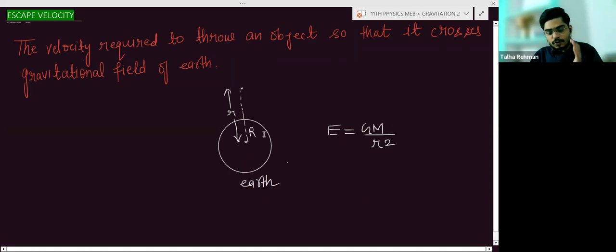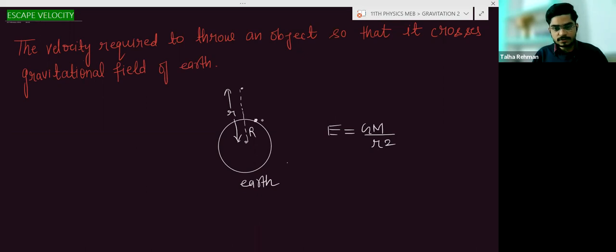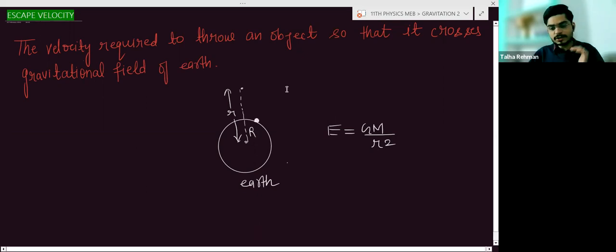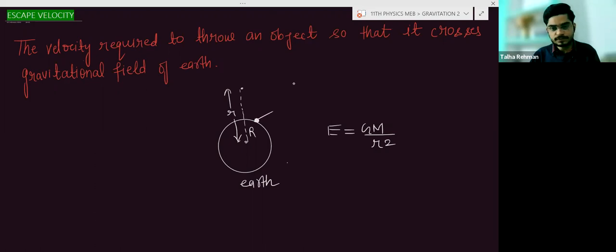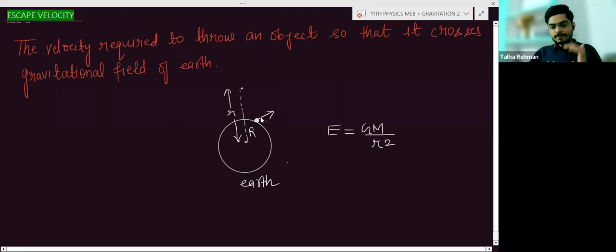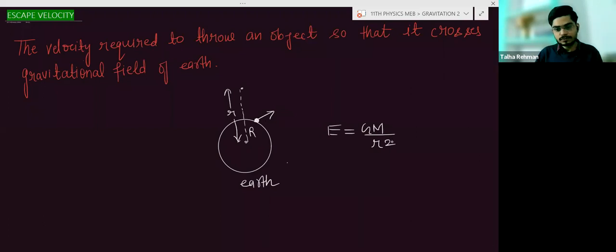But we have to throw our body so that the body should cross the Earth's gravitational field. Suppose we are throwing the body from the surface, from here. This is the body, and I am throwing it with some velocity, and I want it to cross the Earth's gravitational field. So where will the Earth's gravitational field be zero? When R becomes infinity, the Earth's gravitational field will be zero.